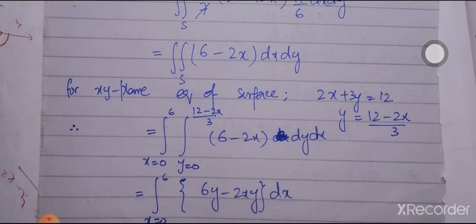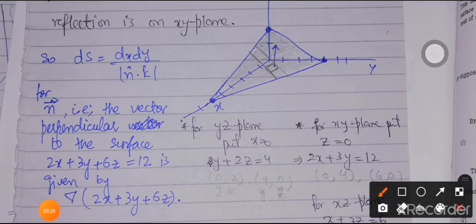And how have we determined these limits for x? The limit of x is determined from this figure. As you can see, x is varying from 0 to 6, so we are taking x from 0 to 6. On the other side, if we eliminate x in terms of y, then we have to put the real limit for y, and y is varying from 0 to 4. So in that case y is varying from 0 to 4 and x is varying from 0 to some expression in terms of y.